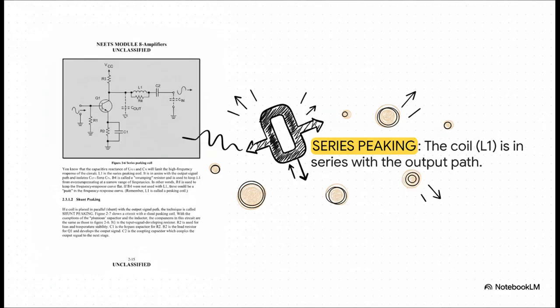So let's look at the first way to do this. It's called series peaking. See that coil labeled L1 in the circuit? Series just means it's placed right in line with the output path. So as the frequency gets higher and that signal starts trying to leak away through the capacitance, our inductor, the bouncer that blocks high frequencies, starts to push back. It basically blocks the escape route and forces the signal to stay on track, giving us that peak or boost right where we need it.